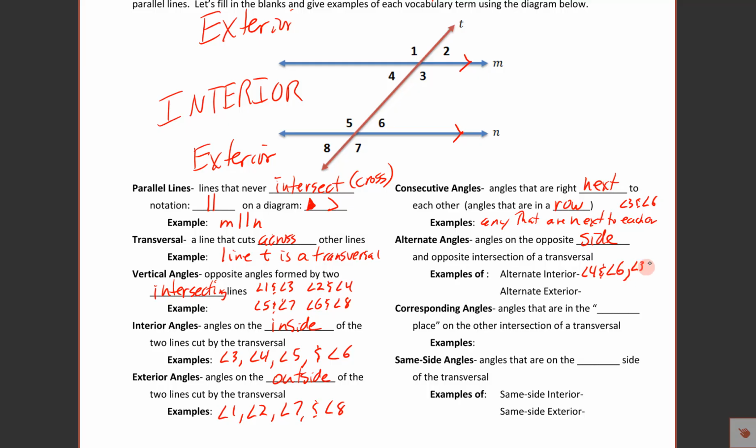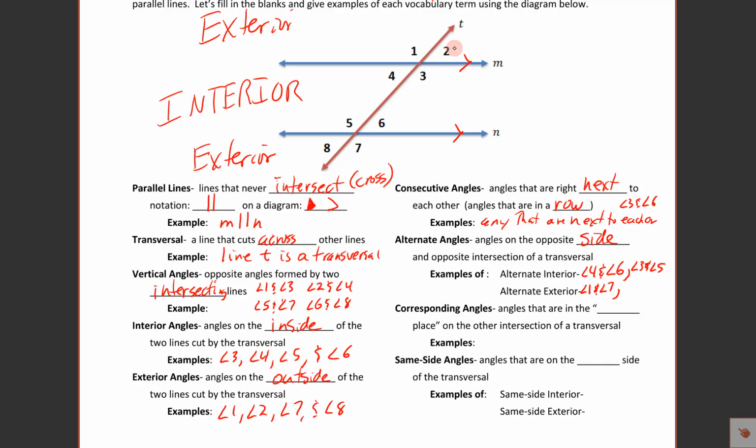Angle 3 and angle 5. Okay, those are alternate interior angles. So alternate exterior would need to be these guys up here and these guys down here. So let's take angle 1, and I want one that's on the opposite side of the transversal on the opposite intersection. So 1 and 7 are called alternate exterior angles. So angle 1 and angle 7, big comma right there.